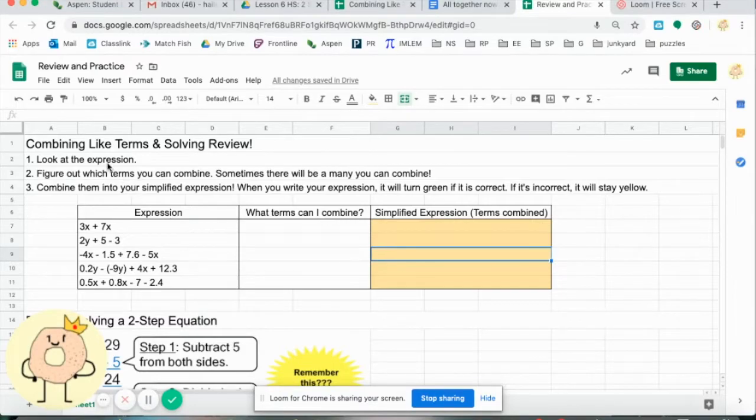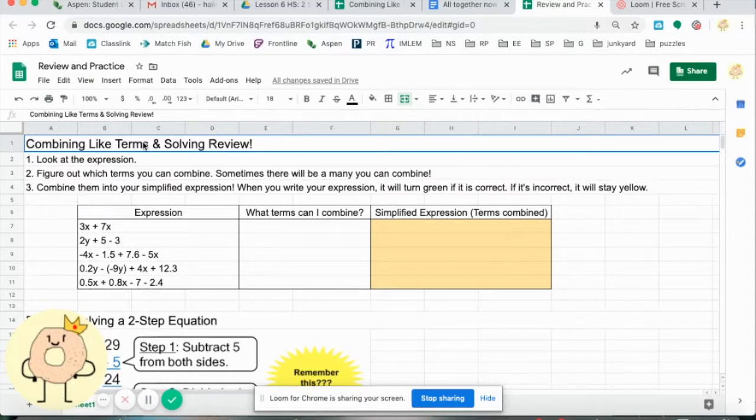Hi everyone. So I just want to review what the classwork for lesson 6 looks like and how to complete it accurately, just because it looks really different. So I'm in the review and practice worksheet assignment for lesson 6, and it's going to be working with combining like terms and solving two-step equations. It's a little review.